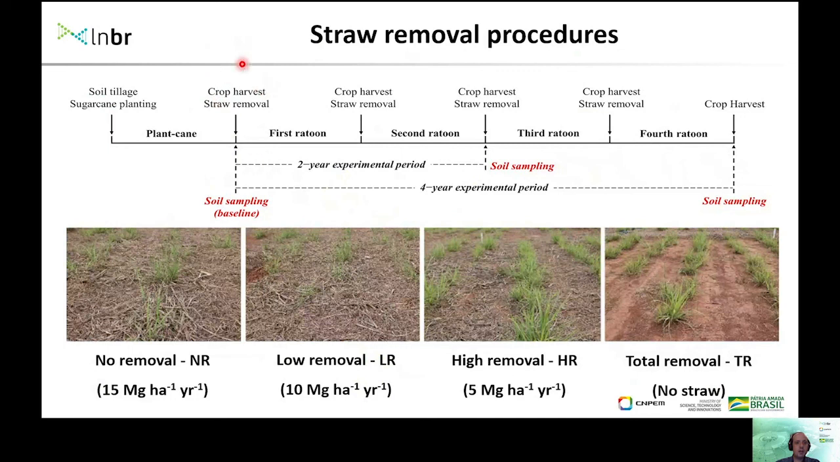Our field experiments started after plant cane harvesting, when straw was available in the fields, and we did soil sampling before the straw removal treatment establishment, after 2 years in 4 areas, and after 4 years in 6 areas.